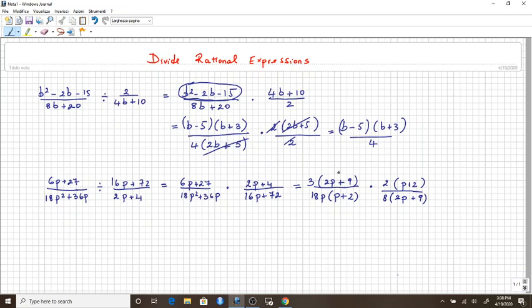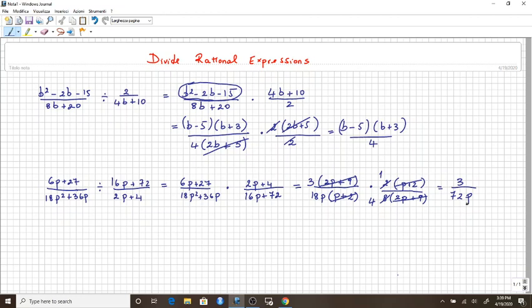Okay, so at this point, these 2p plus 9 and these 2p plus 9 will simplify. p plus 2 and p plus 2 simplify, and then we are left with 2 and 8. Well, this can be simplified. This becomes a 1 and this becomes a 4. Okay, and then the numerator now is a 3 and the denominator will be 4 times 18. Now we know 18 times 2 is 36, so it should end up to be 72p.